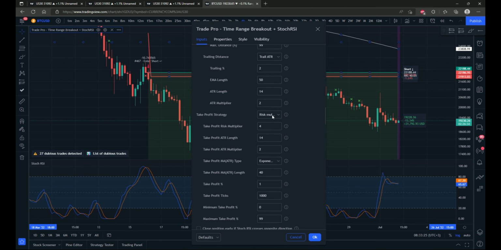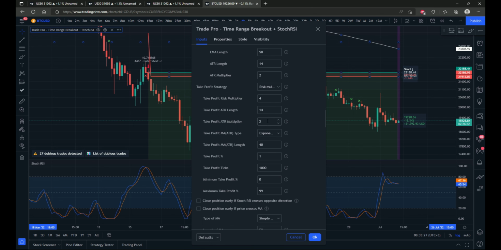So you can choose a bunch of different things here for trailing, moving, or moving and trailing the stop loss. Now, the final section here is the take profit strategy. This will just be the profit target essentially. And I have it set at a risk multiplier. So it is going to be setting the take profit target at 4 times my initial risk.